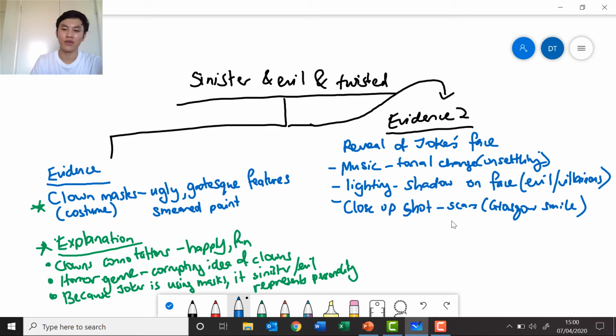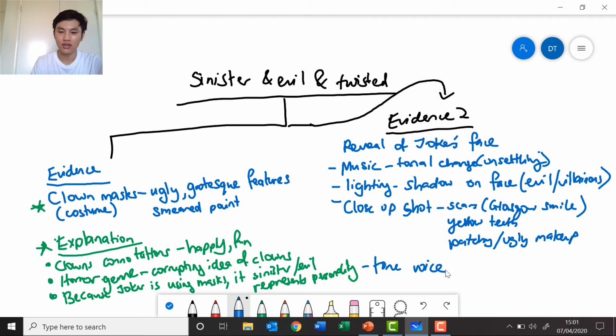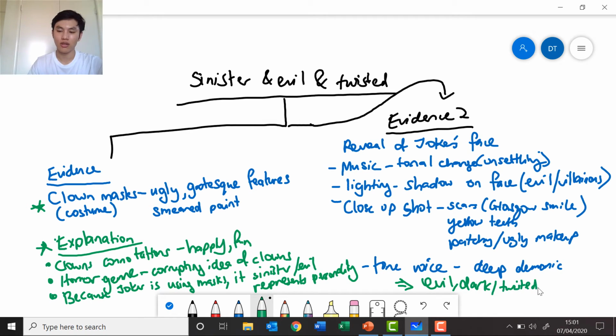So you can see how they've gotten inspiration from real life things. There's the yellow teeth. There's the patchy, ugly makeup. And then there's also the tone of his voice when he says that line, "whatever doesn't kill you makes you stranger," right? So tone of voice: deep and demonic. So you can see I'm starting to run out of space. Really, all of this is essentially creating this very evil, dark, twisted idea or aesthetic. It's a certain look that he portrays, right? And that's part of characterization. So that links to the fact that he's represented through these techniques to be sinister and evil and twisted.